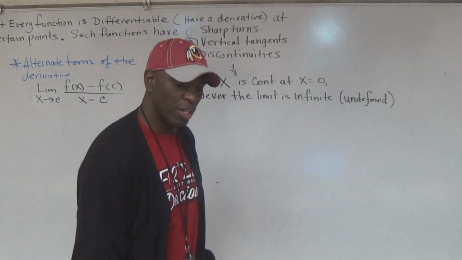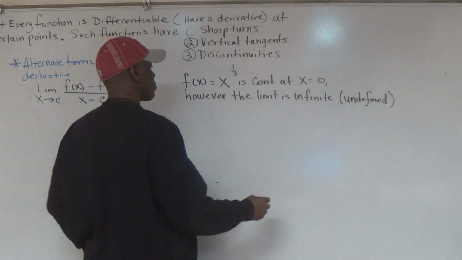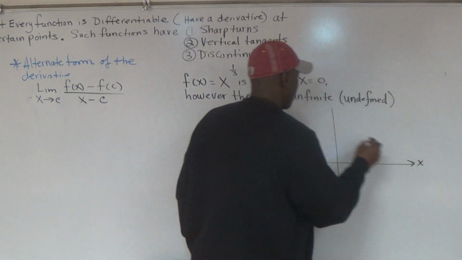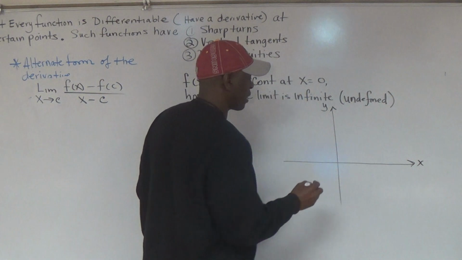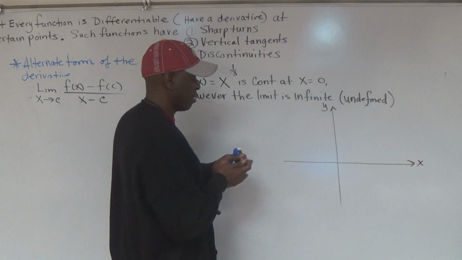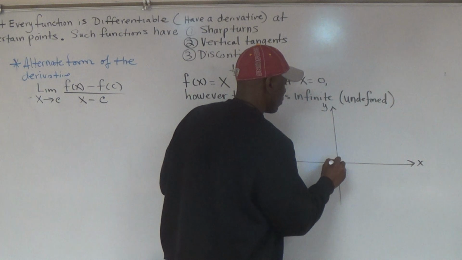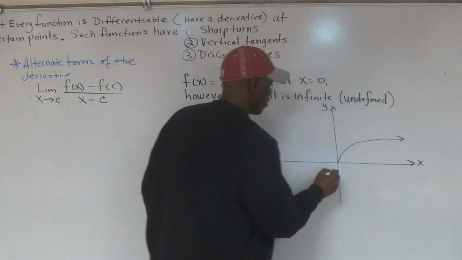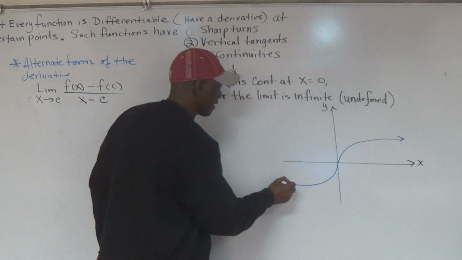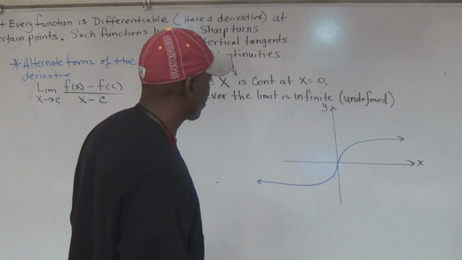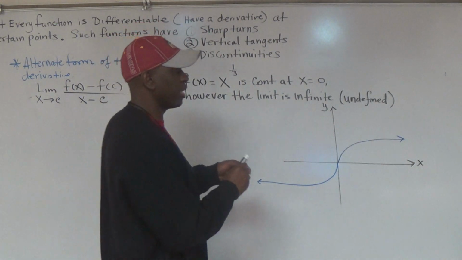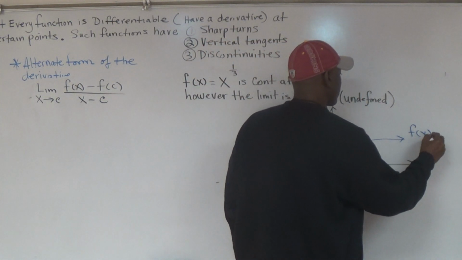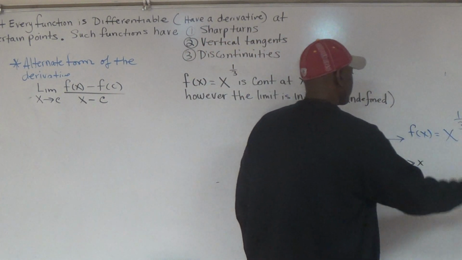Let's see. All right, look. First off, let's graph it, do a sketch. X, Y. All right, now watch this. Here's our graph. It looks something like this. On this side, it's going to curl up like that, and on this side, it's going to curl down like that. There we go. That's not too bad. That'll do. And this is f of x equals x to the power of 1/3.